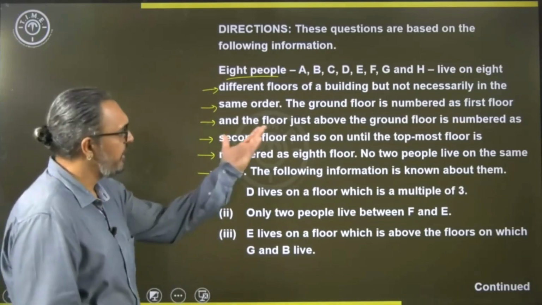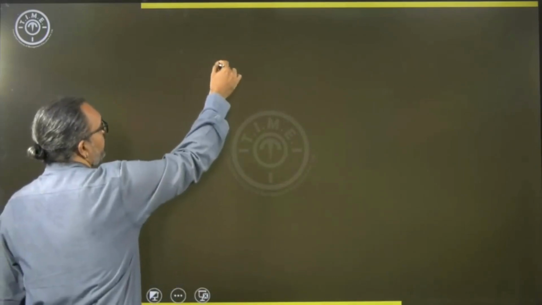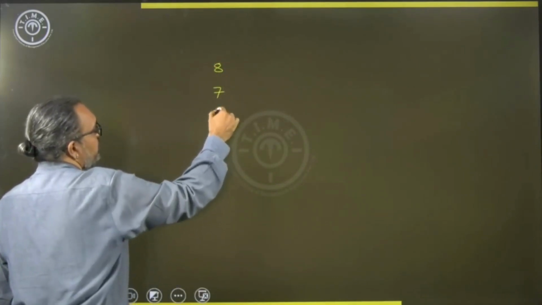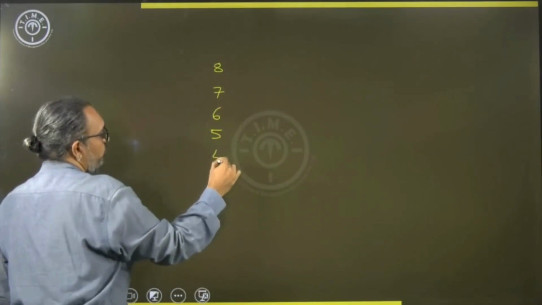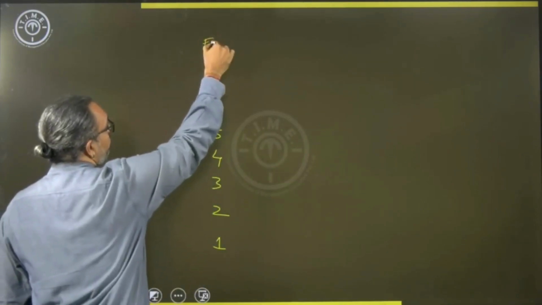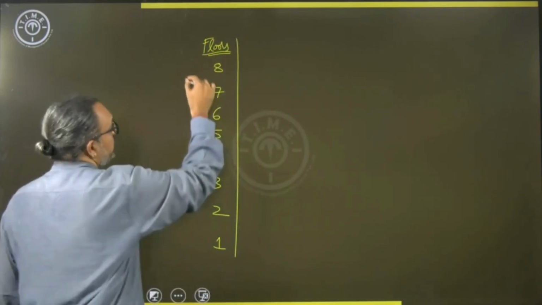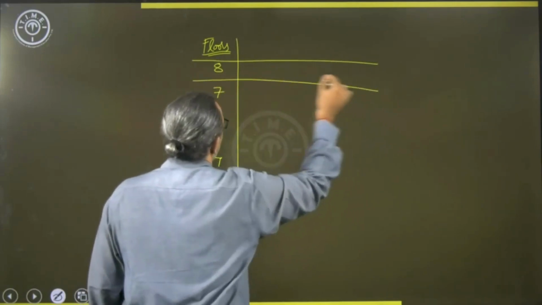So 8 persons, 8 floors. So we take the arrangement. So we have 8, 7, 6, 5, 4, 3, 2, 1. So these are our floors. Correct? And then we need persons.